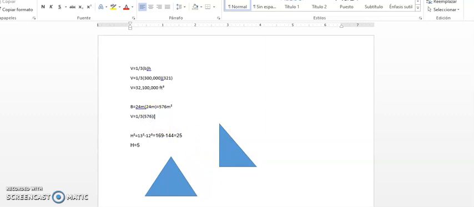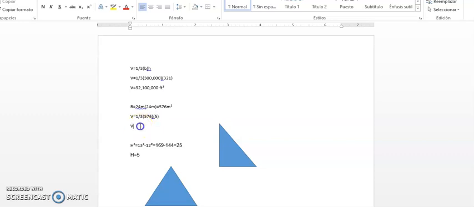Now, the height of the pyramid is 5, and that will be the number that I will write in this place. The volume will be 1/3 times 576 times 5. That is 960 cubic meters.